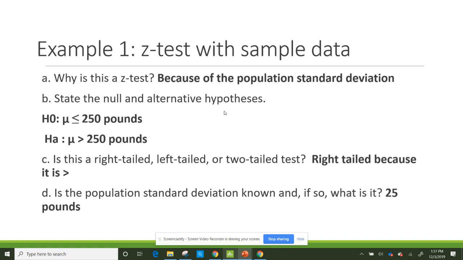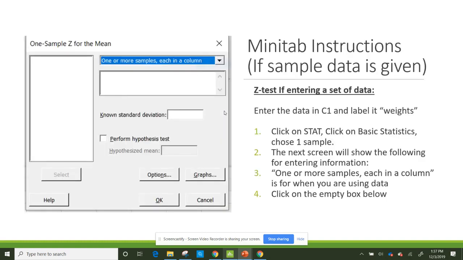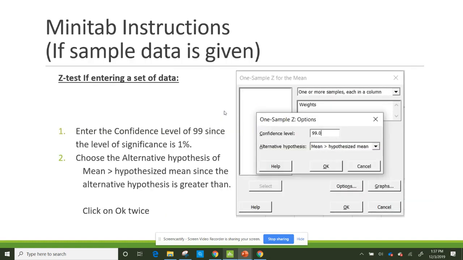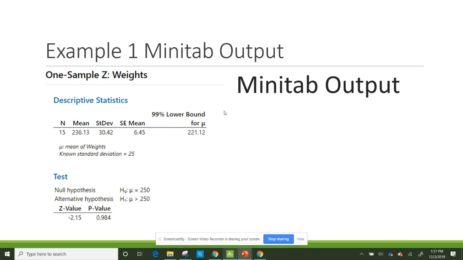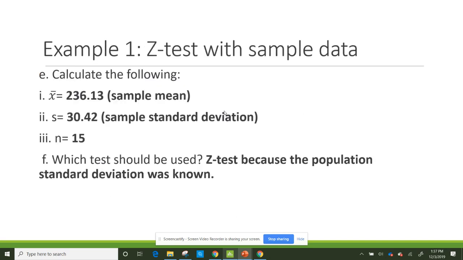Is it a right, left-tailed, or two-tailed test? It's right-tailed because there's a greater than symbol in the alternative. Is the population standard deviation known, and what is it? Yes, it's known, and it's 25 pounds. It was given in the problem. Here are the instructions of what I just did, and here's the actual output. So let's talk about it.